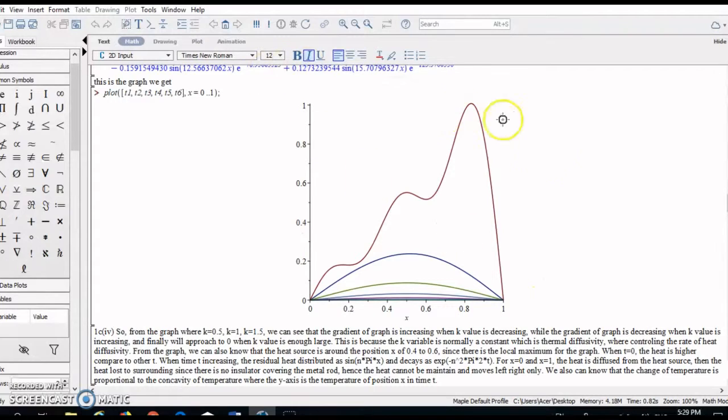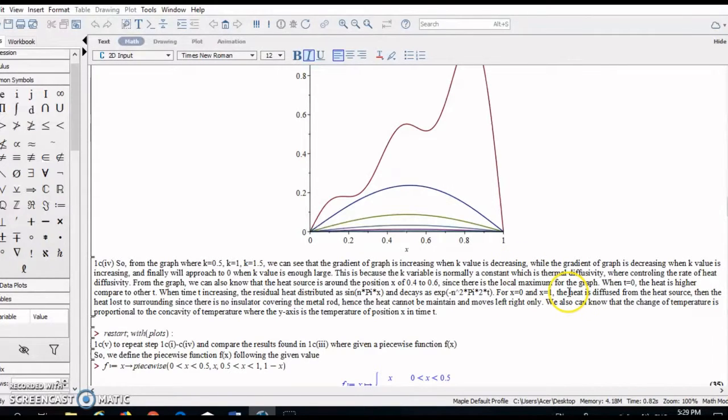From here you can see from the graph, because previously we said that here is a heat source, so here got most of the heat at this point, and then at the end of the metal rod at the x position 0 and 1, the y-axis, meaning the heat at the position, is 0. So from here we can know that the heat is diffusing out to the surrounding, meaning the heat is lost to the surrounding, so there is no heat at the position x equals 0 and 1.